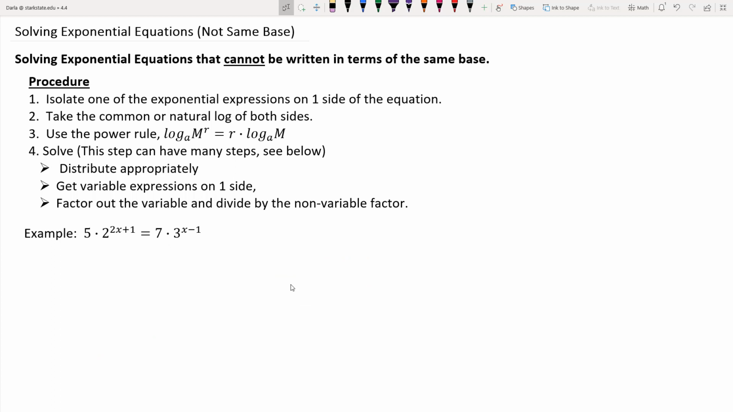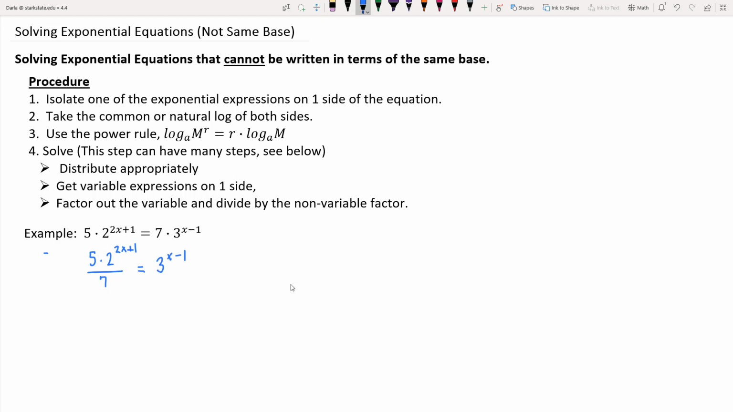So in this example, notice that we have two exponential expressions, the 2 to the 2x plus 1 and the 3 to the x minus 1. So it's impossible to isolate them both at the same time, so we need to isolate one of them. So it doesn't really matter which one. So I'm going to start off by dividing by 7 on both sides of the equation, and so that'll give me 5 times 2 to the 2x plus 1 divided by 7 is equivalent to the right hand side, if I divide it by 7, leaves us 3 to the x minus 1.